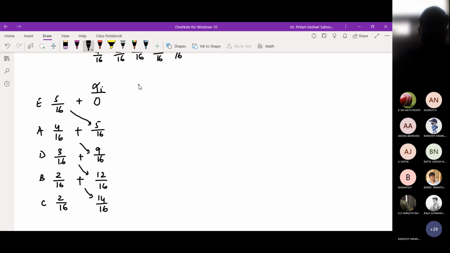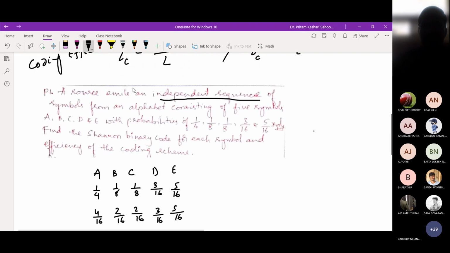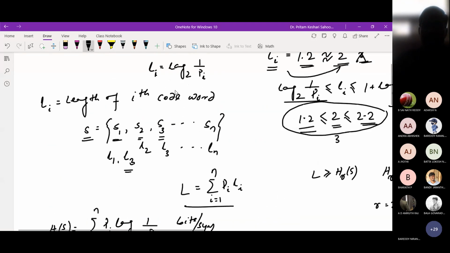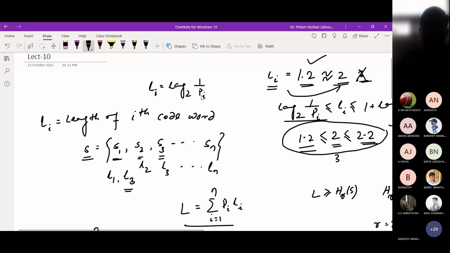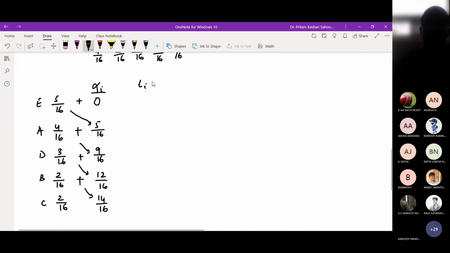Then next is to calculate the small li value. I told you in the very beginning that we represent small li as log base 2 of 1 divided by pi. And when we calculate the value of small li, as per Shannon's, this should be an integer. If we are getting a decimal value, then we have to approximate that decimal value to the next integer value.